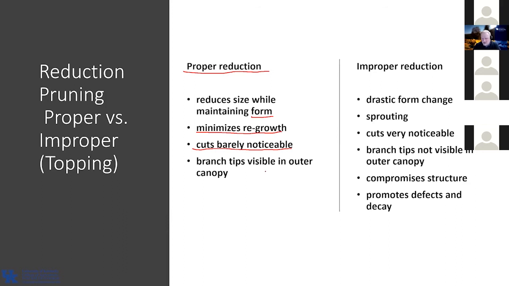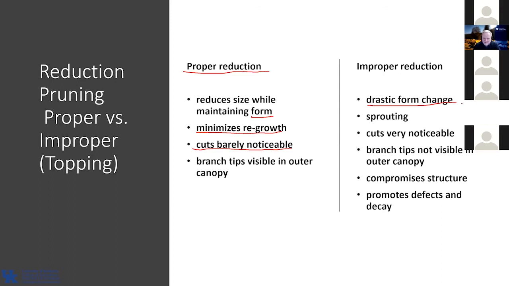Now, if you don't do that correctly, if you just top a tree, that's really a drastic form in a tree structure. If you see a tree that's been topped, you know it. It doesn't look like the original tree at all. You'll see a lot of sprouting. The cuts are very noticeable. The tree structure is not the same. It's greatly weakened. And if a tree was topped a few years ago, you can see a lot of defects and decay in that tree. All of those are bad situations. But I believe that's why trees are topped.